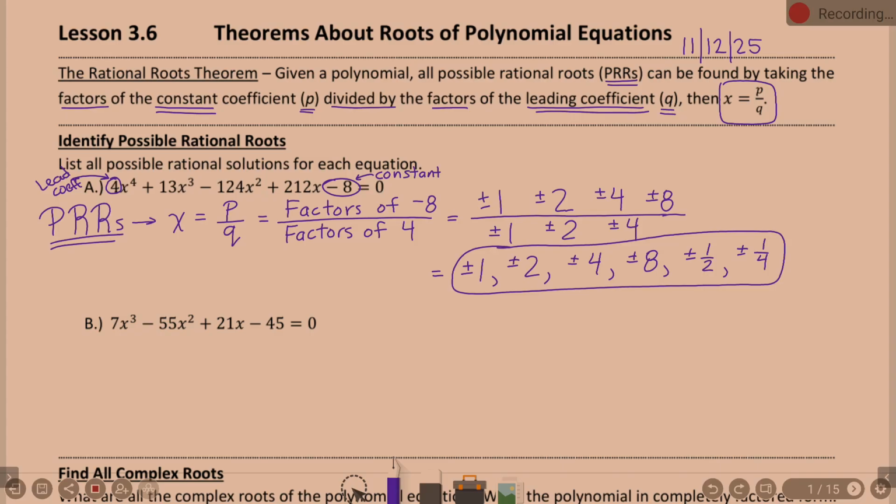Okay. Question here. Okay, let's try this other one before we move on to the next piece.